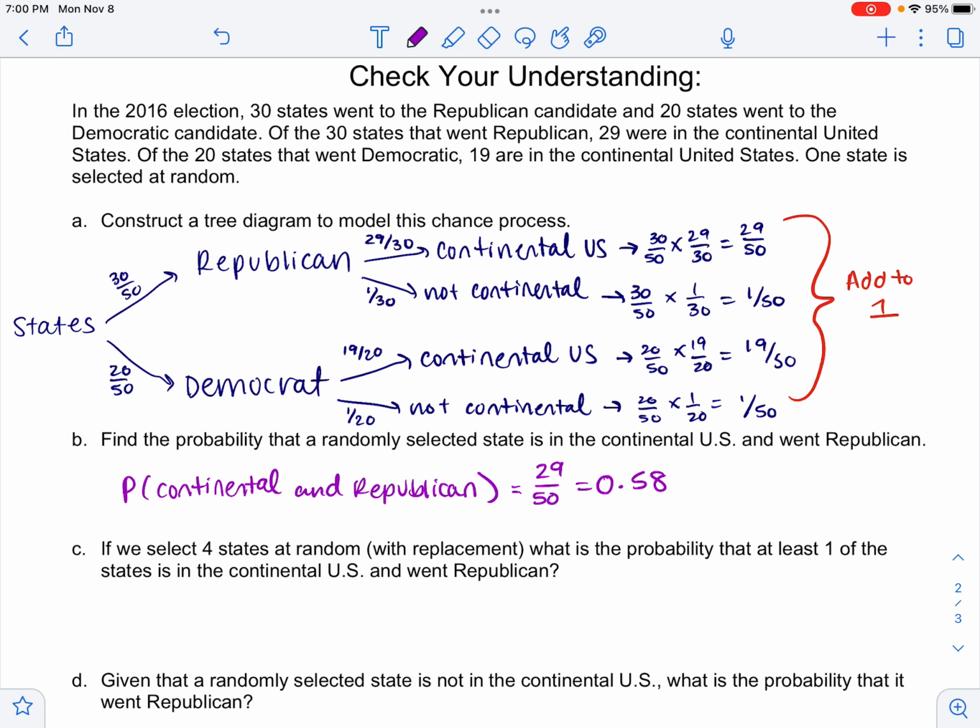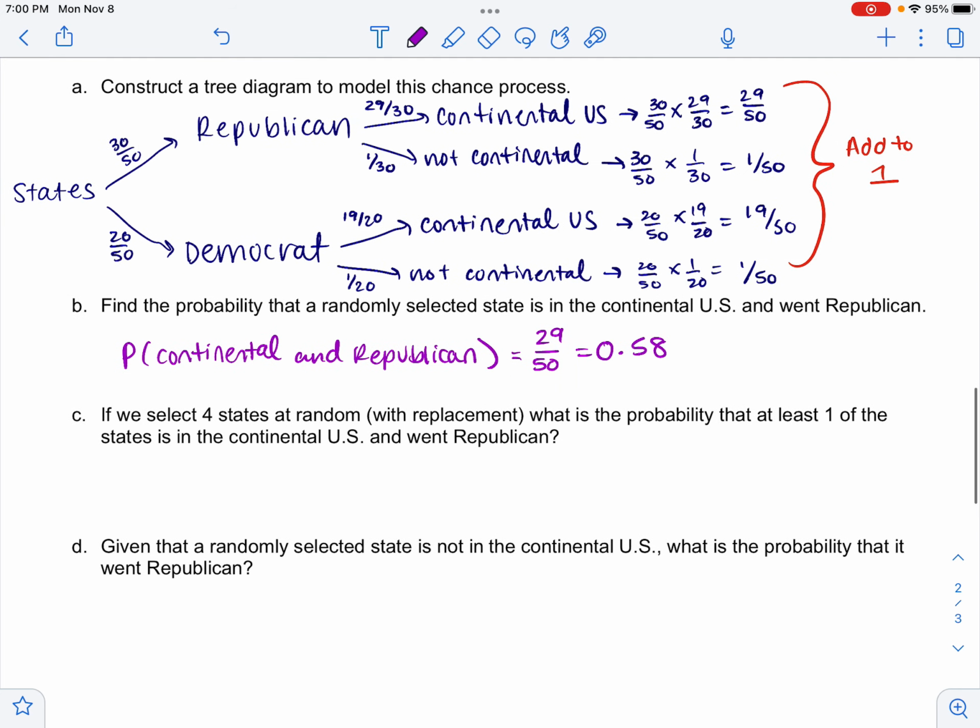All right, part C, and this is the one I kind of warned you about before. If we select 4 states at random with replacement, so that means we are putting them back in, what is the probability that at least one of the states is in the continental US and went Republican? So what I would do is the probability of at least one equals 1 minus the probability that none.